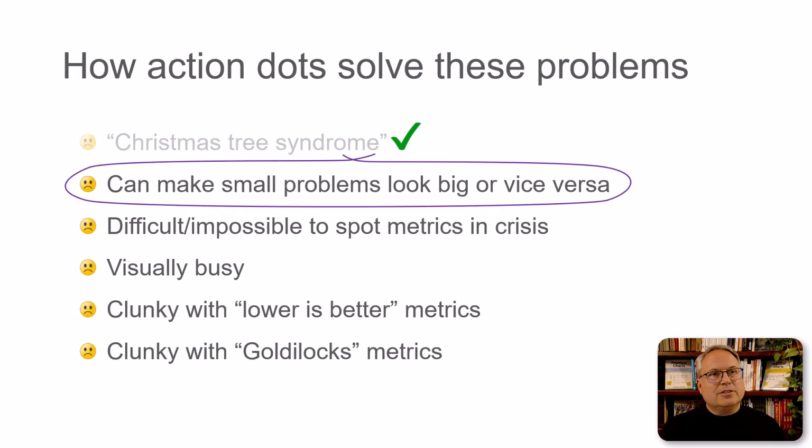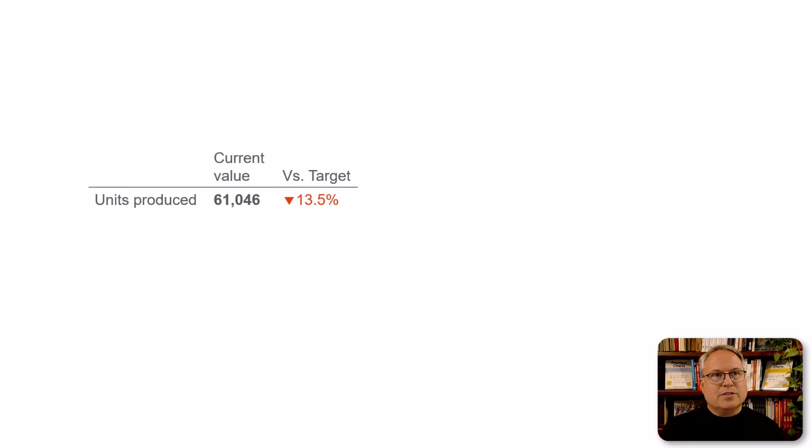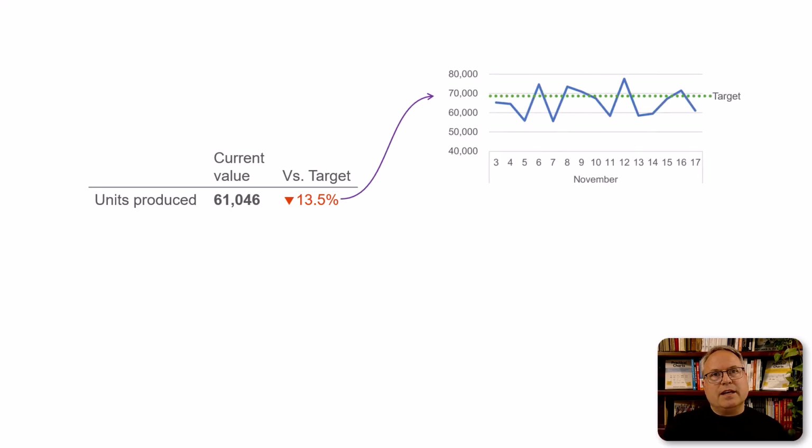Traditional methods can also make small problems look big or vice versa. And so to maybe see this in action, let's look at using deviation from target, right? Another very common method. Well, this doesn't look good. Units produced 13.5% below target. But just for fun, let's look at the last 14 days. Okay, so that 13.5%, that's this, right?